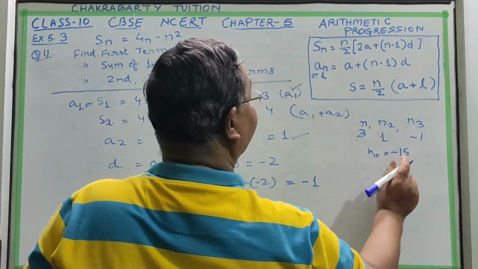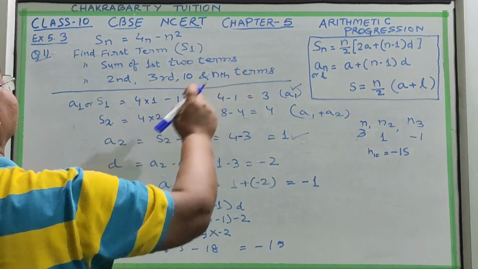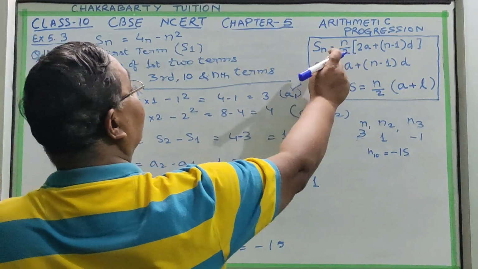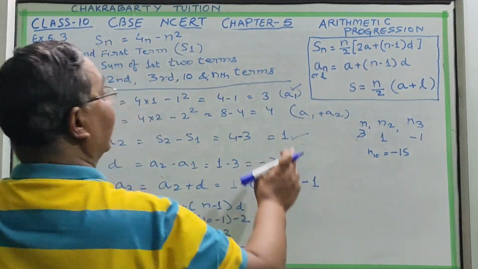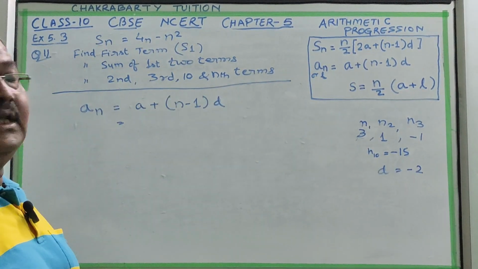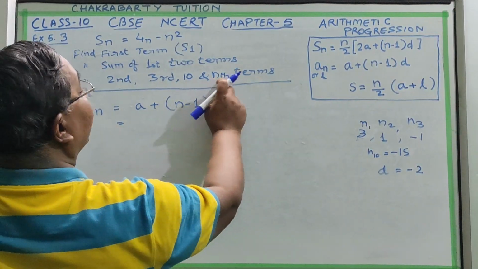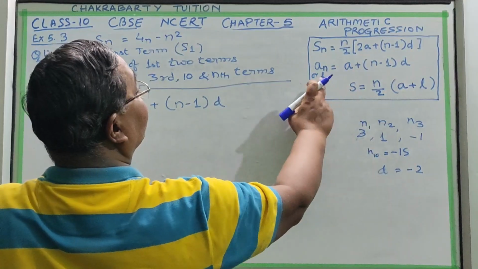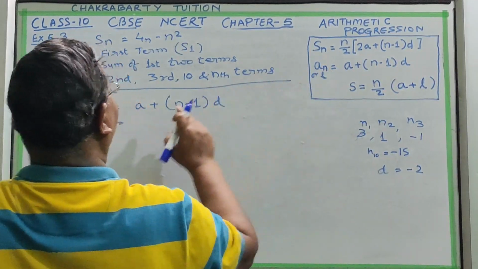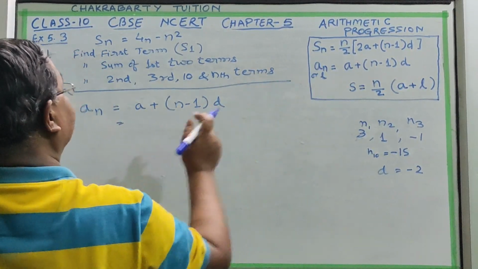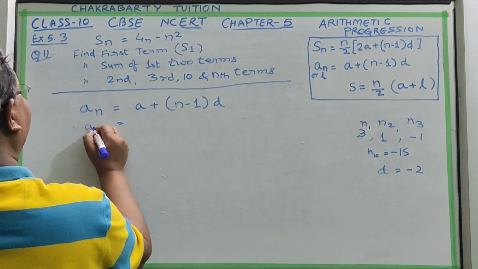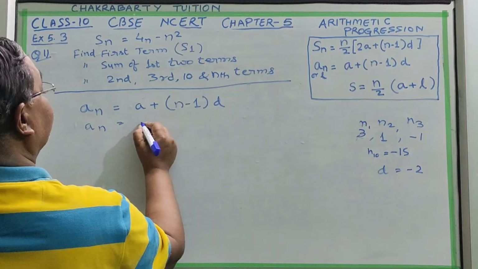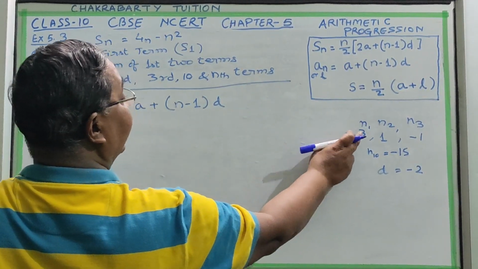This we have found. Now you have to find the nth term, meaning an you have to find out. The last term we will find out. Now in the question they want to find out the nth term, not the sum. They don't want the sum of n terms. They want an, the nth term. So this formula we will use. And so a we have found out it is 3.